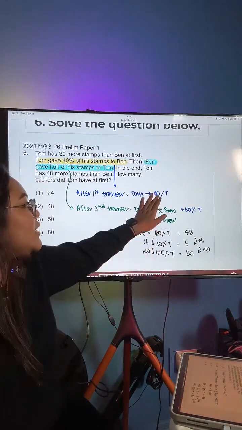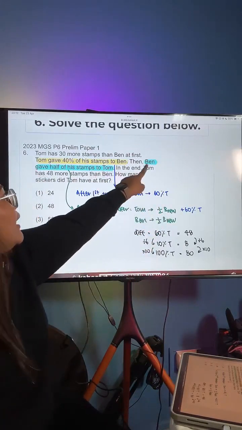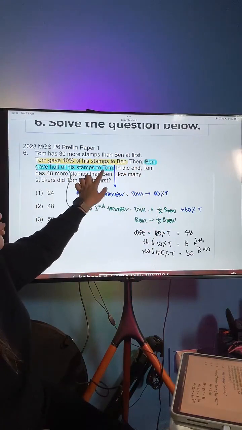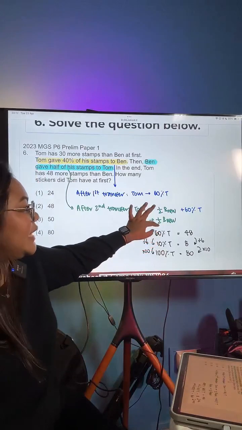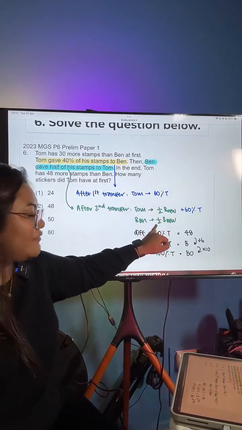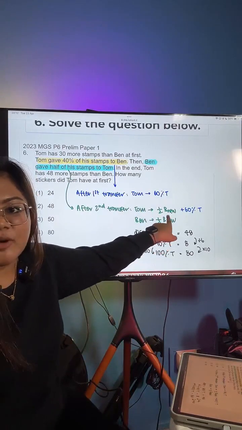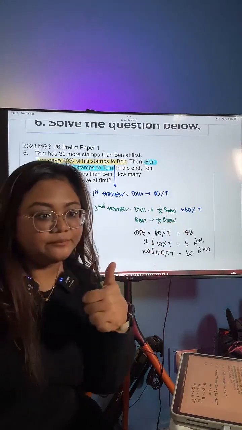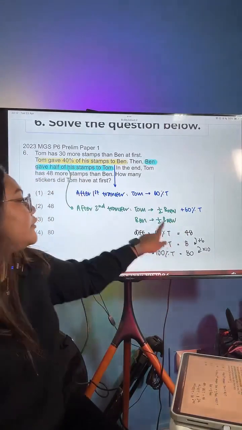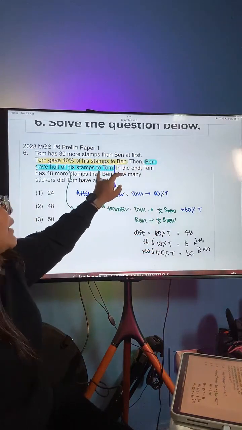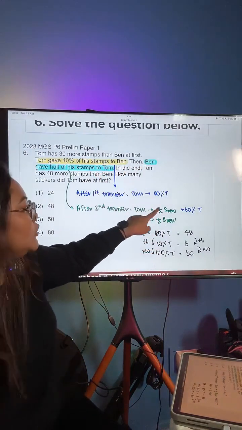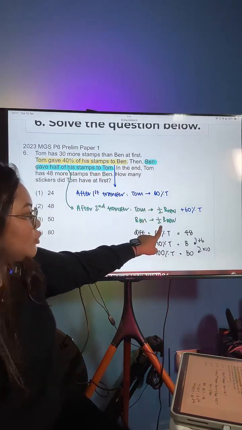Okay? So once I have 60%, second part, Ben gave half of his stamps to Tom. Now, if Ben gave half, he'll be left with half. Tom will get the other half, this part. Ben gave half, so he has half left. Tom has another half left. Understand? Okay? Tom has half left. Ben will have another half left. Okay, because Ben gave half to Tom. So half is to Tom, the other half is to Ben.